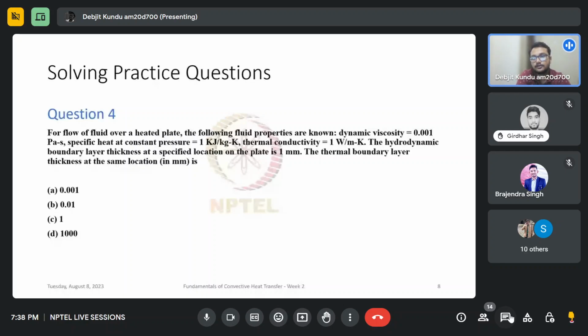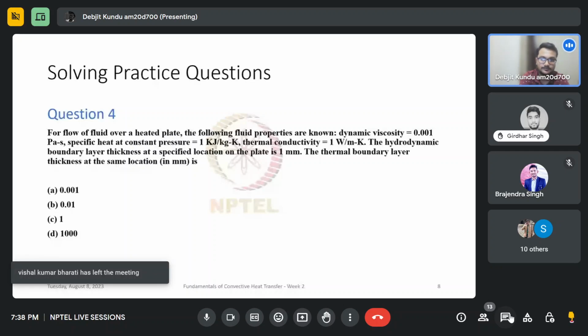So, for flow of fluid over a heated plate, the following fluid properties are known. Dynamic viscosity is equal to 0.001 Pascal second. Specific heat at constant pressure is equal to 1 kilojoule per kg Kelvin. Thermal conductivity is equal to 1 watt per meter Kelvin. The hydrodynamic boundary layer thickness at a specified location is 1 millimeter. Sorry. The thermal boundary layer thickness at the same location in millimeter is what?